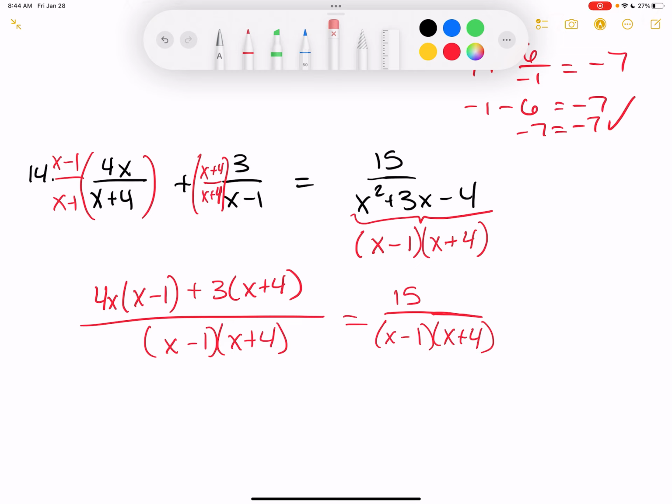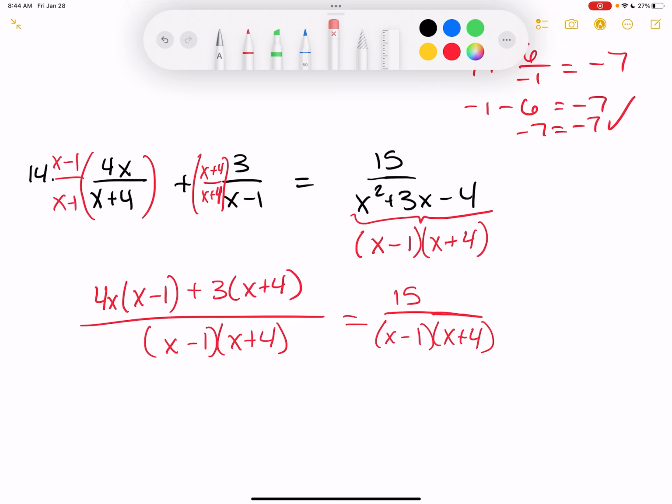All right. Everybody have this? Yes. Okay, so since the denominators are the same, I can get rid of them. Cross them out. Get rid of them. Technically, let me show you.